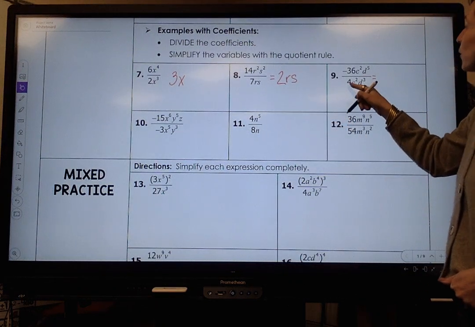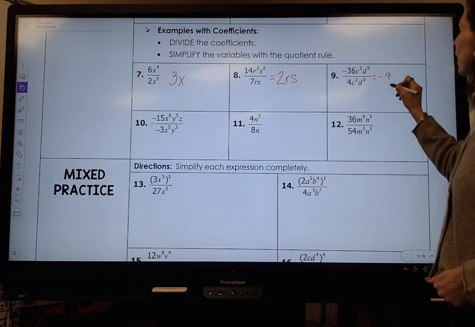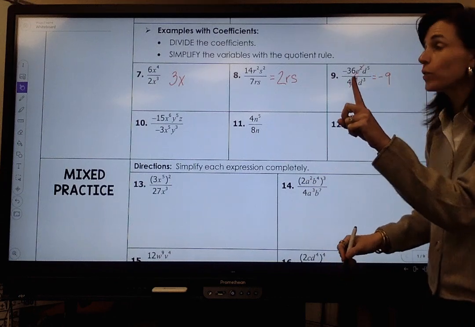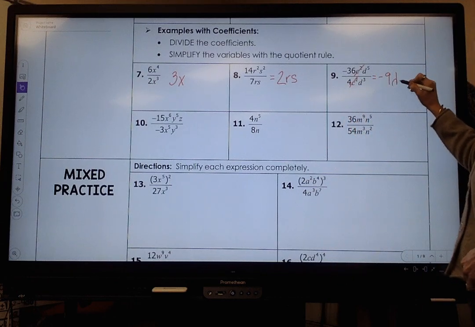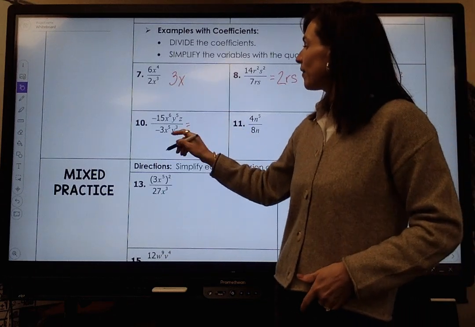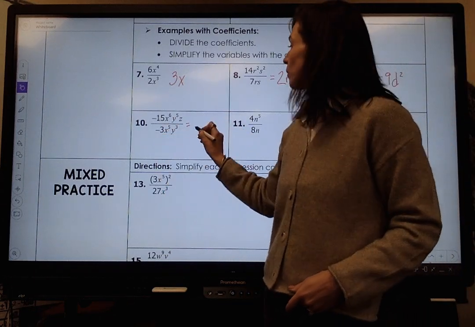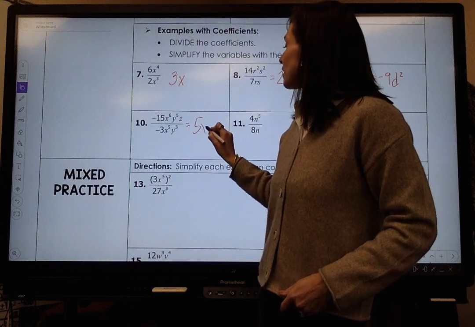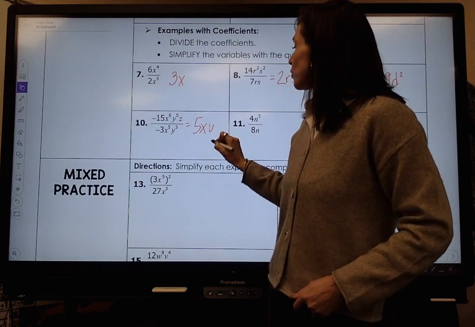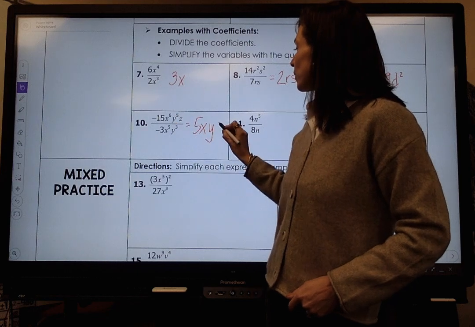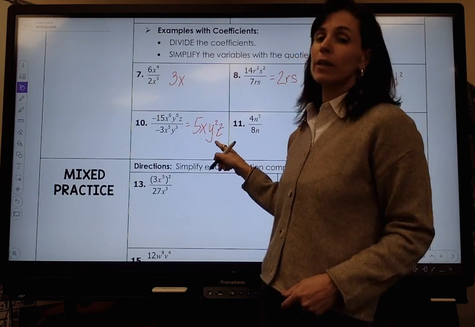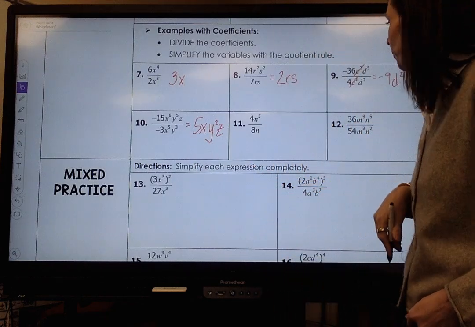Over here, negative 36 divided by 4 is negative 9. My c's cancel out because that's to the 0 power, which is 1, and then I get d squared. Over here on number 10, I have negative 15 divided by negative 3, which is positive 5. I subtract 6 minus 5, so x to the 1st. I subtract y, 5 minus 3 is y squared, and then you've got that z that doesn't subtract with anybody, but you still got to account for him.